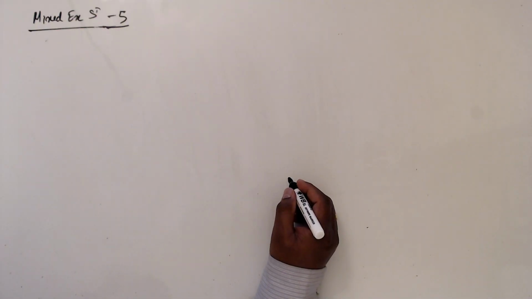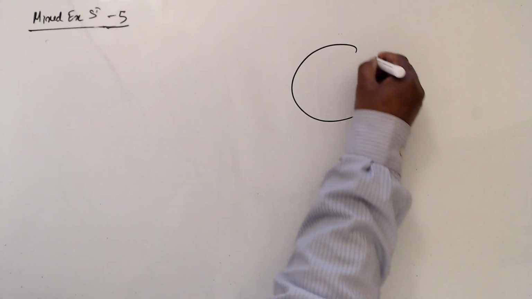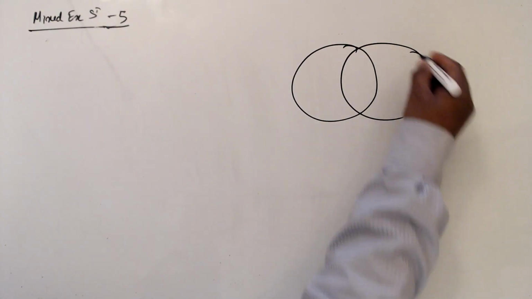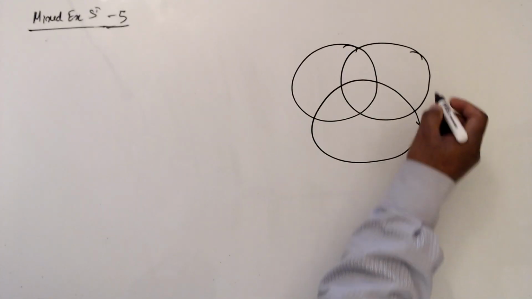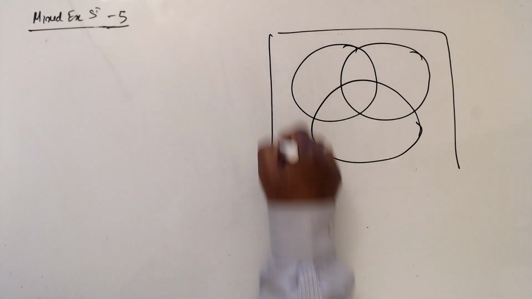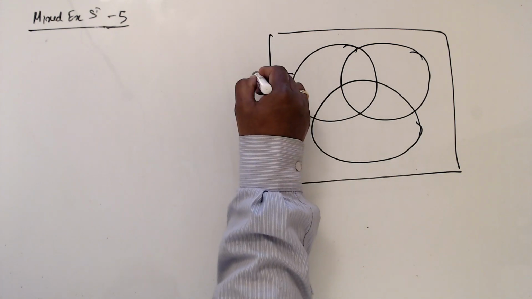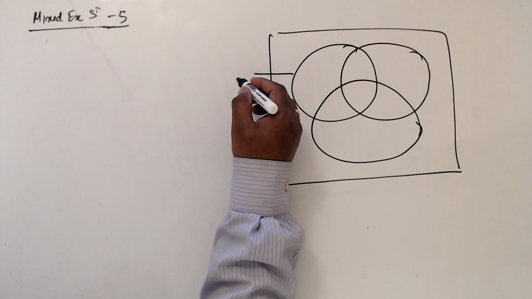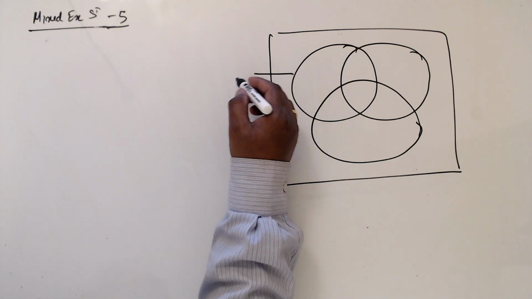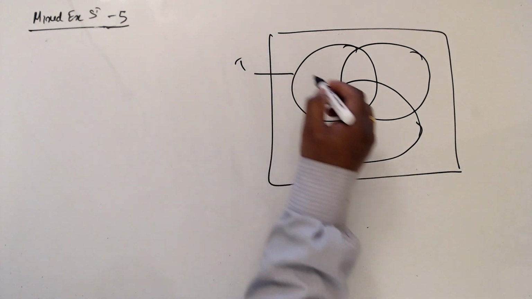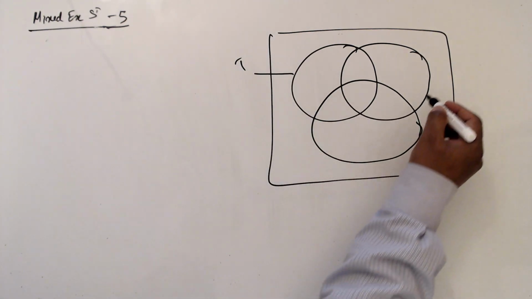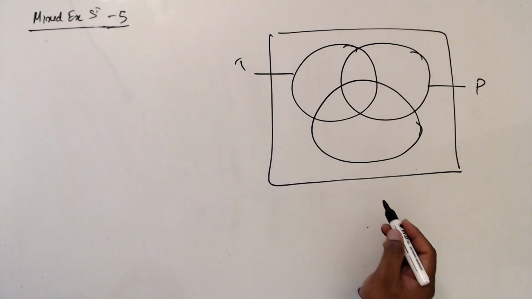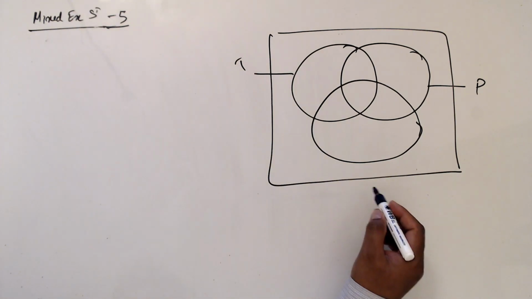Question number 5, it is a Venn diagram sum. There are three programs. One is tone time, other one is okay, other one is skeleton.